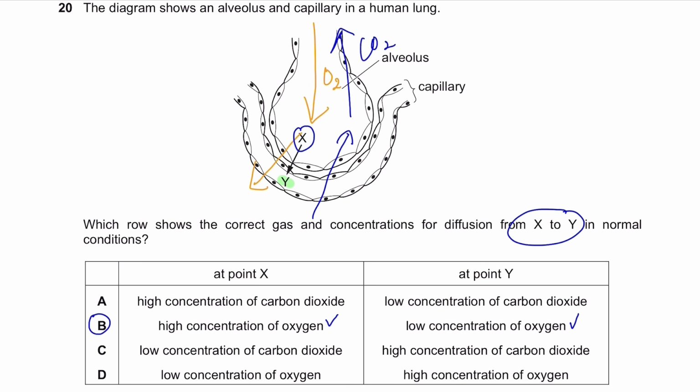And you might wonder why it's not about carbon dioxide. Well, as I've just drawn these arrows here, oxygen travels in this direction. And if you look at the diagram, it's from X to Y. So they're only talking about the movement of oxygen and not carbon dioxide. So options A and C can never be the answer.